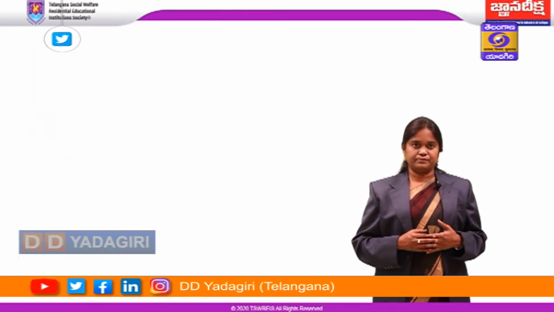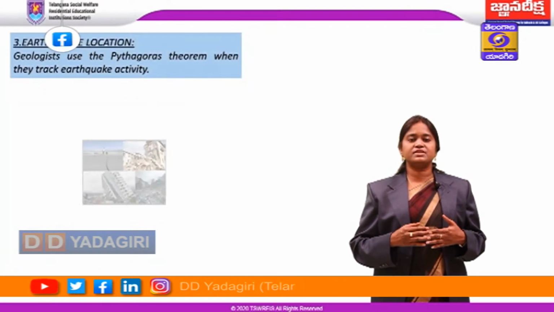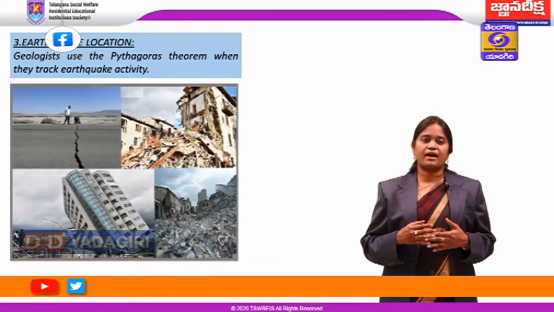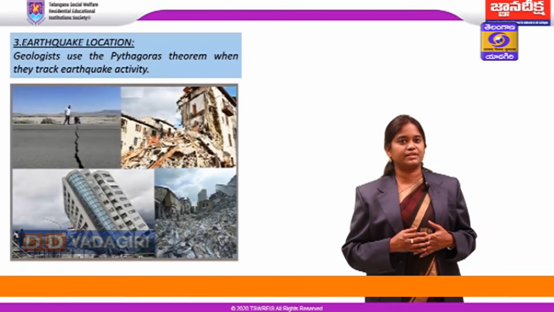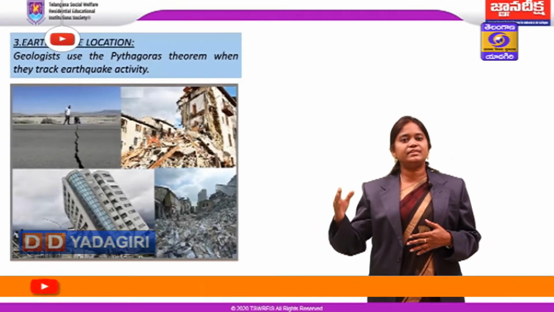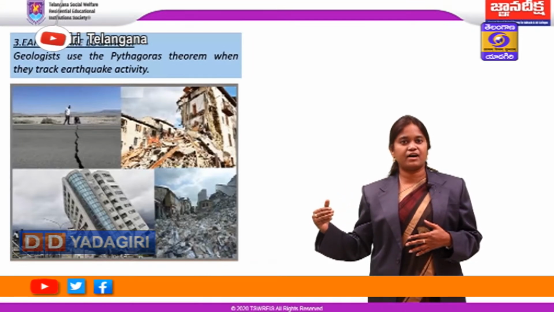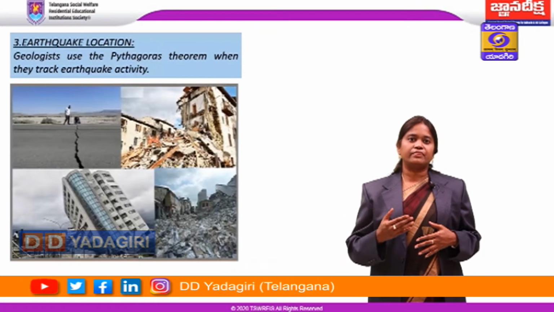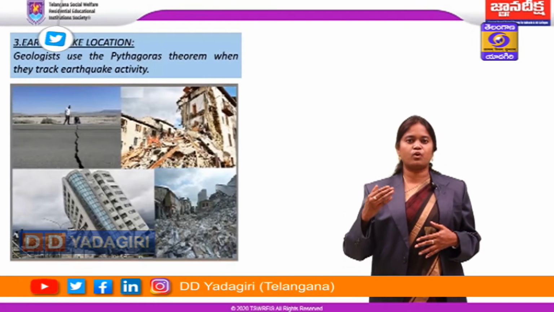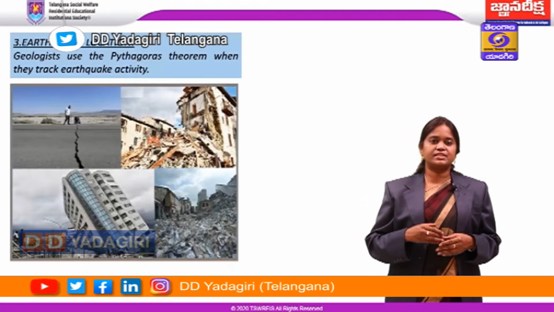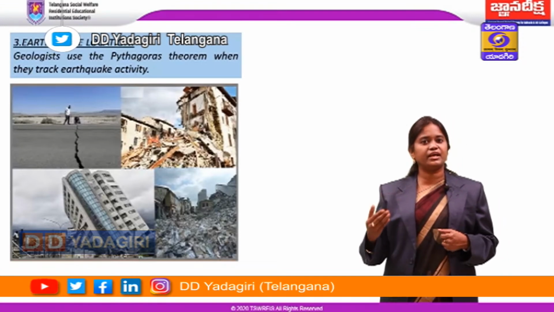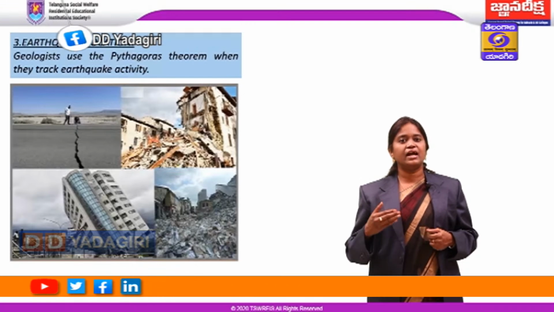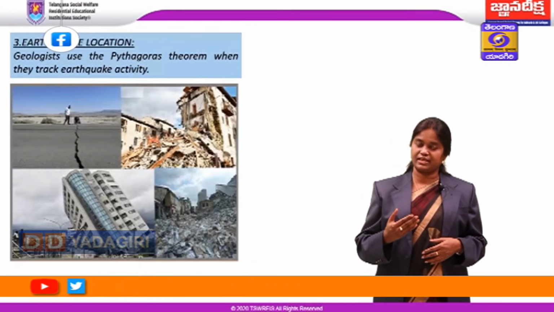Earthquake location. Geologists use the Pythagoras theorem when they track earthquake activity. If they triangulate the distance travelled by the faster waves by the slower ones, then they can determine the center of the earthquake. It is a useful technique in many other fields. Management, farming, installation, production, etc.